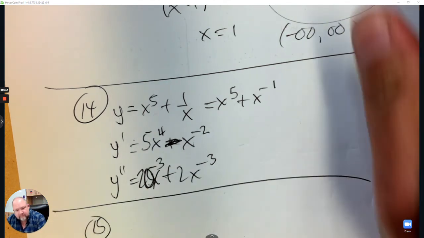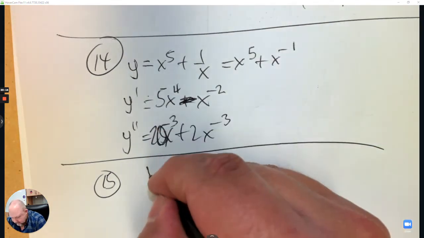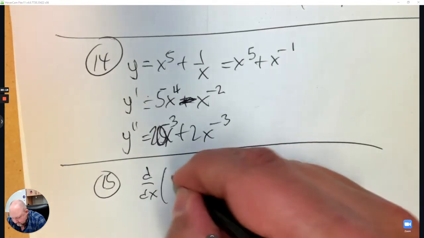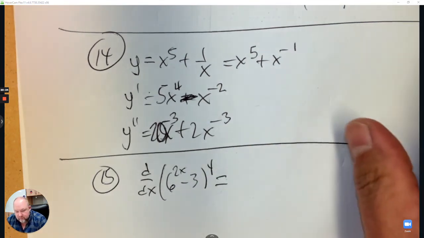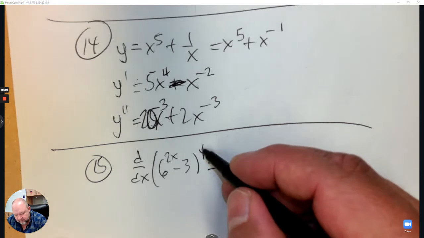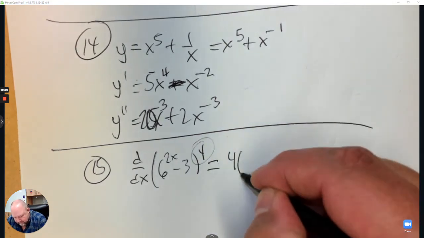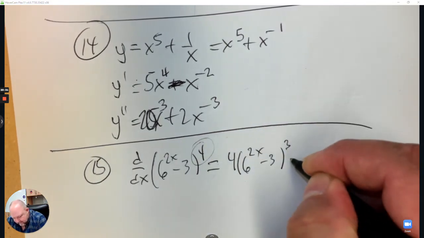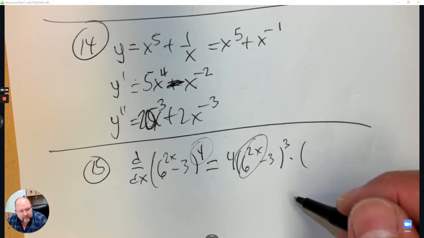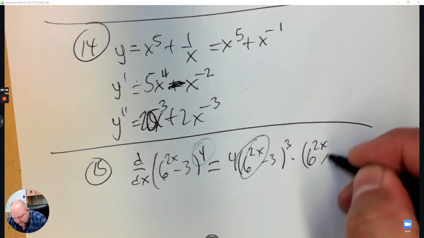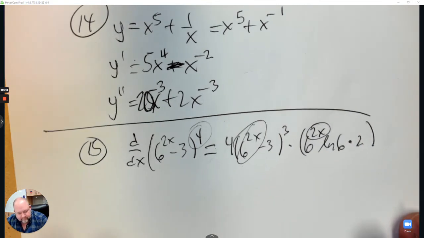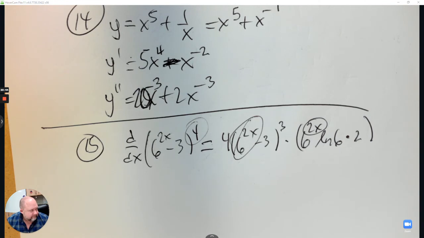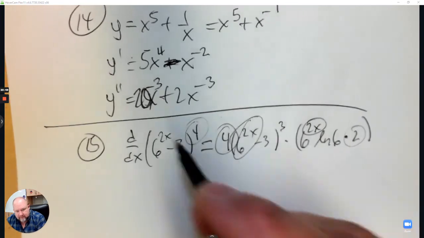Number 15. The derivative of 6 to the 2x minus 3 to the 4th. This is the derivative of an exponential, ultimately, but ultimately it's the power rule. So it's 4 in front, 6 to the 2x minus 3, and then the hook. So the derivative of 6 to the 2x is 6 to the 2x. It needs a ln 6 and the hook, which is 2. And you could multiply 4 and 2 together to make 8.